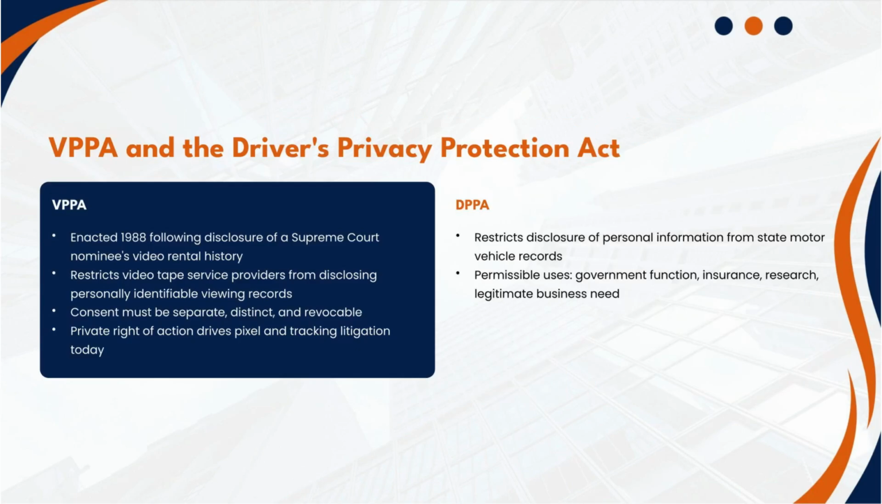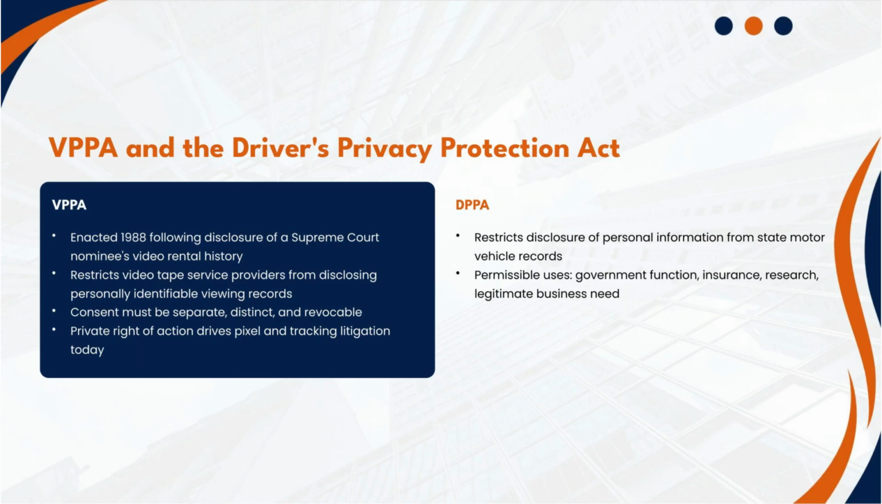In 1987, Robert Bork was nominated to the Supreme Court. A journalist walked into his local video store and got his rental history, published it. Congress, suddenly aware their own rental records were exposed, passed the Video Privacy Protection Act with remarkable speed. The VPPA prohibits videotape service providers from knowingly disclosing personally identifiable information about a consumer's video requests without informed written consent. And it has a private right of action with statutory damages.